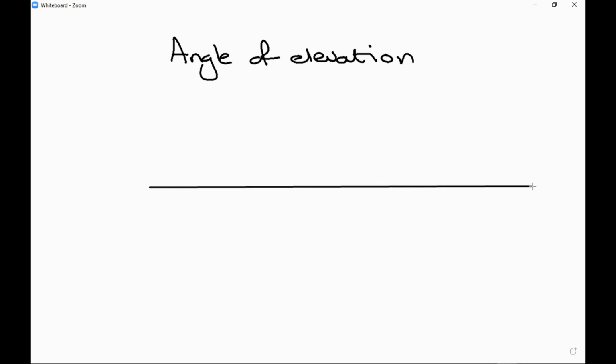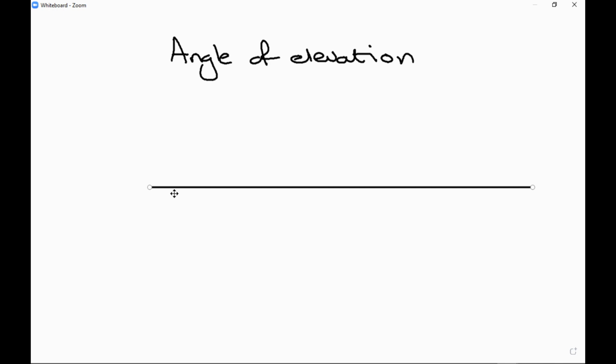So, angles of elevation and angles of depression. An angle of elevation will always start from horizontal and work its way upwards. So the first thing we need to do is look at a horizontal line. So here's a horizontal line.